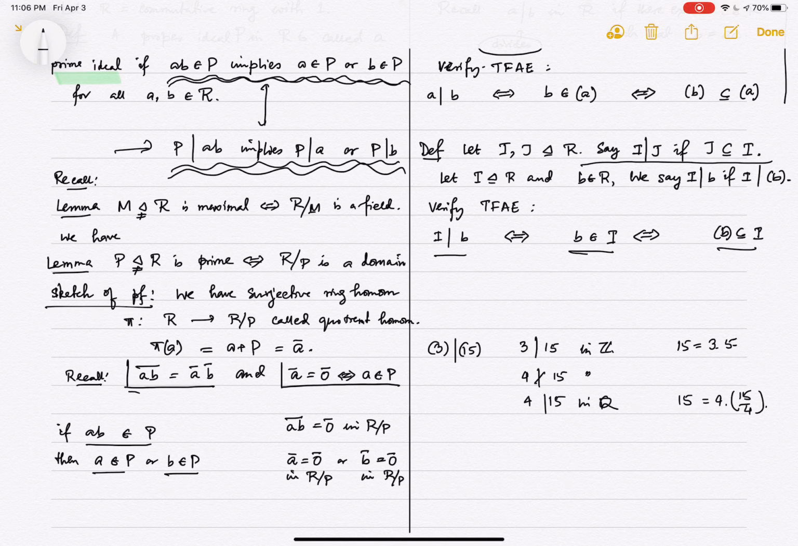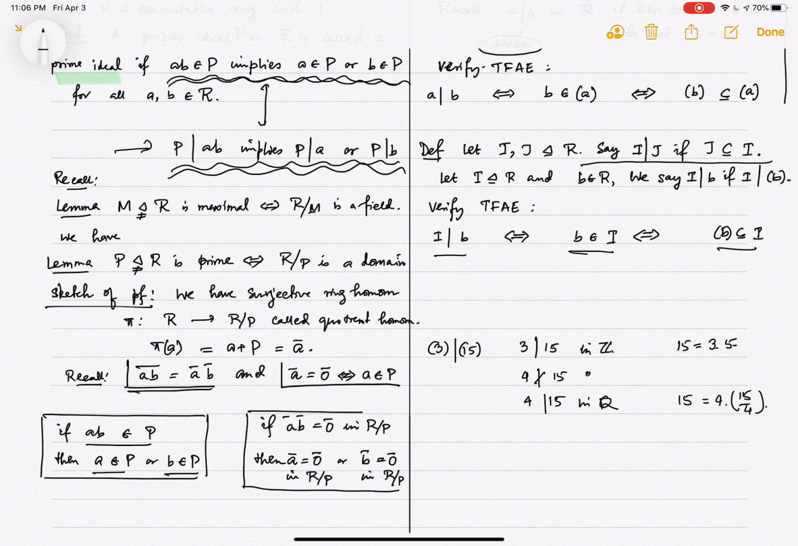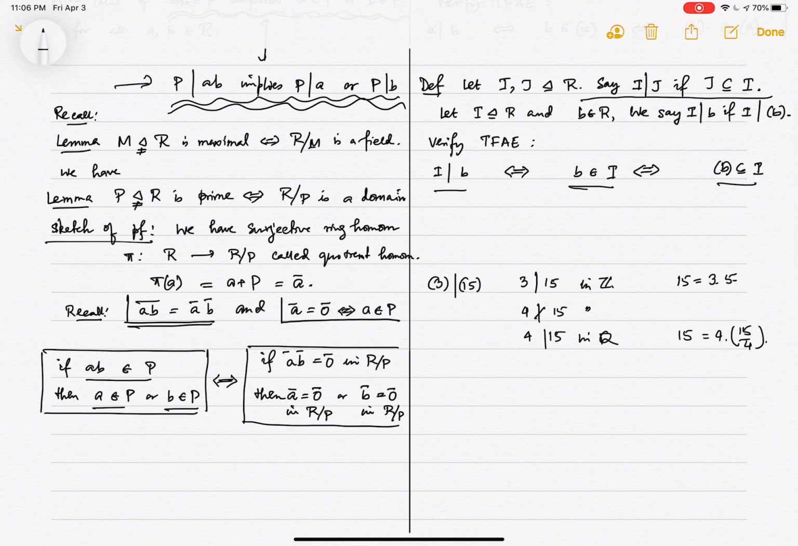But AB bar, you see, is same as A bar, B bar. So this sentence here translates to saying that if AB bar is 0, then either A bar is 0 or B bar is 0. And that's exactly saying that R mod P is a domain. Domain means when a product of two things is 0, then one of them is 0. And that's roughly the idea of the proof.